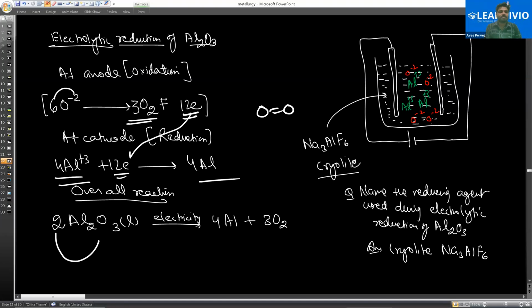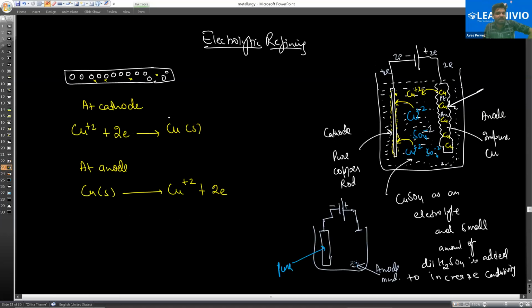Let's move further. Now, moving to the next part, electrolytic refining. That is a very, very important part of this chapter. Electrolytic refining contains 70% weightage of the total chapter, which means most of the questions are going to come from this portion. So what is electrolytic refining? Let me explain. Electrolytic refining is a process in which we purify the metals.